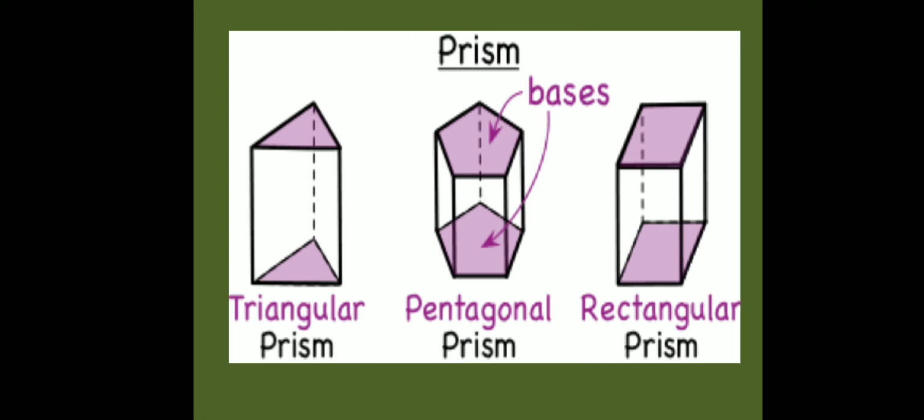Similarly, this is a rectangular prism. Yes, a rectangular prism is also called a cuboid.